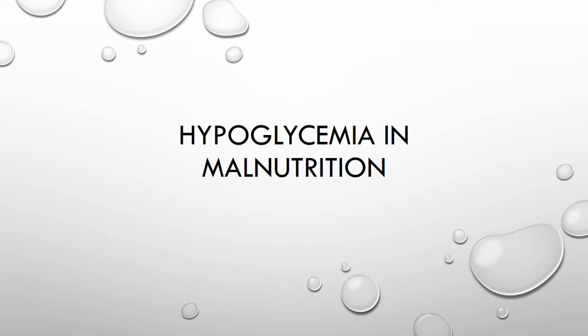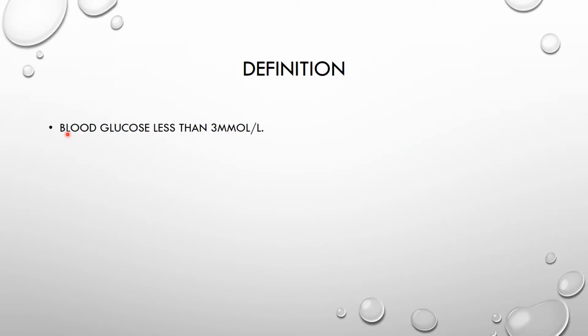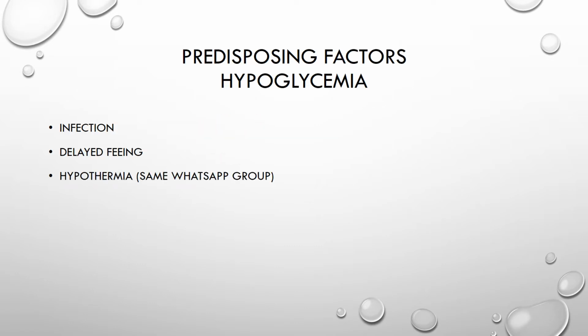Hypoglycemia in malnutrition. Definition is blood glucose level less than 3 millimoles per liter. The predisposing factors for hypoglycemia.